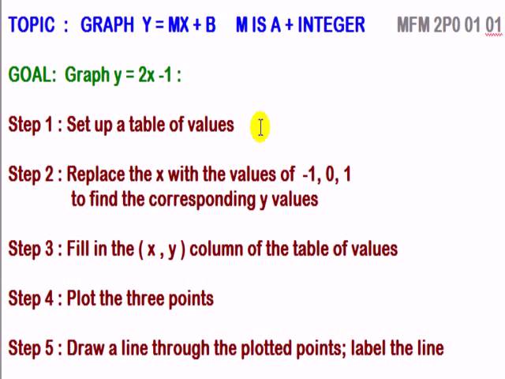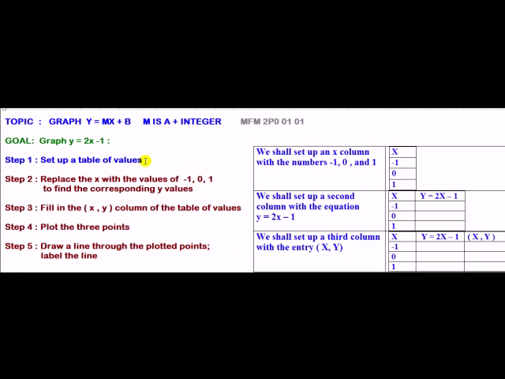Step 1, set up a table of values. Step 2, replace the x with the values of -1, 0, 1 to find the corresponding y values. Step 3, fill in the xy column of the table of values. Step 4, plot the 3 points. And step 5, draw a line through the plotted points, then label the line.